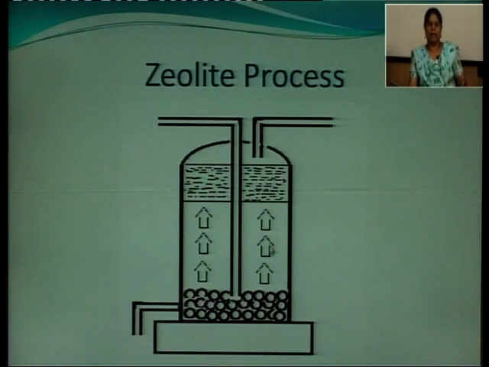As we go on softening the water through the same bed of permutit, ultimately the permutit gets exhausted. It means the whole of the sodium ions are exchanged with calcium and magnesium ions, and at this stage the zeolite or the permutit is not effective in removing the hardness of the water.